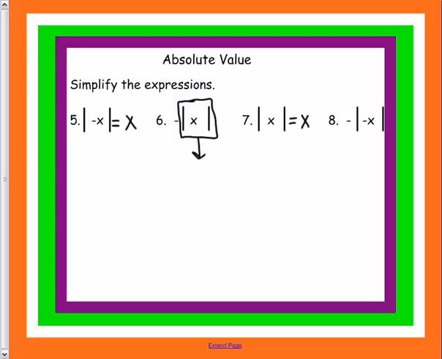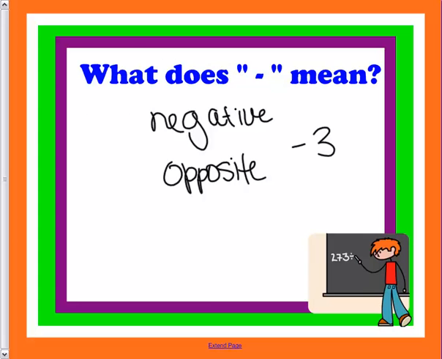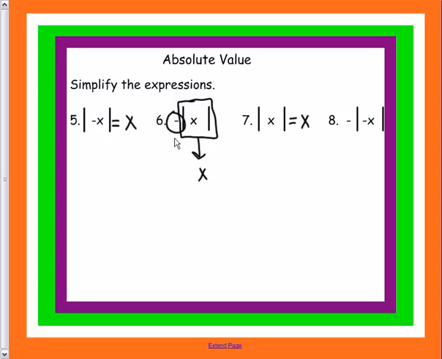How far away is x from 0 on the number line? Well, we already said over here he's x away. This symbol, if we jump back to the first slide, you helped me come to the conclusion that that means negative or opposite of. So what we want to do here is we want to know the opposite of this, which would be -x. So the answer for number 6 is no longer x, but it's -x. The x comes out, we do the opposite, -x.